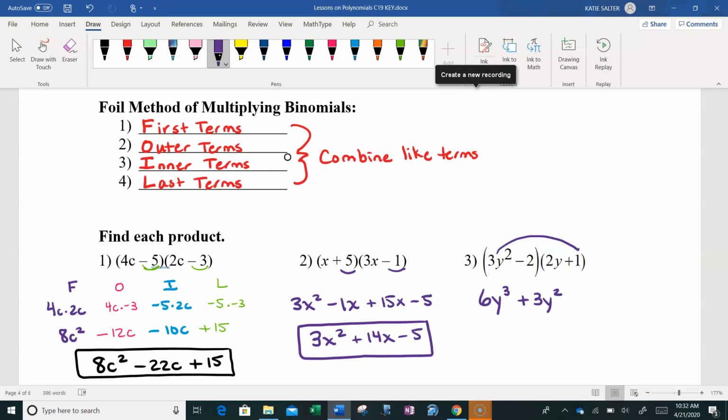Then we want to do those insides. So that's that negative 2 times 2y. So that would give us negative 4y. And then last, we're going to do this negative 2 times positive 1, which would be negative 2. Notice in this case, we do not have like terms. We have a y cubed, a y squared, a y, and a constant term. So if it doesn't have any like terms, you're done. Most of the time you will have like terms, but sometimes you won't.